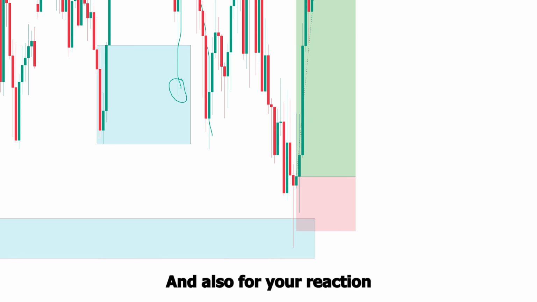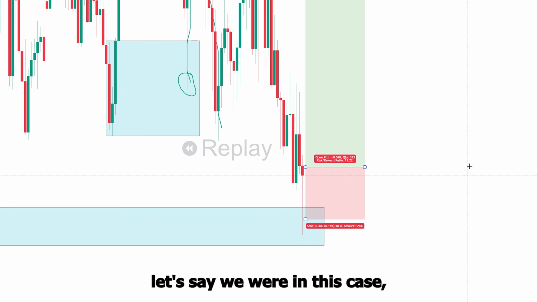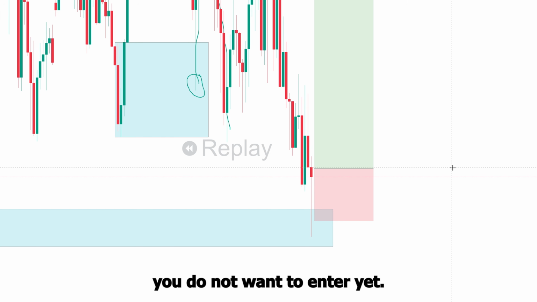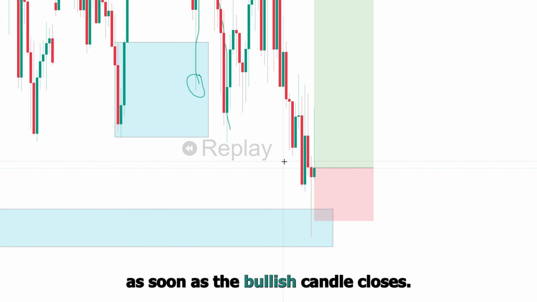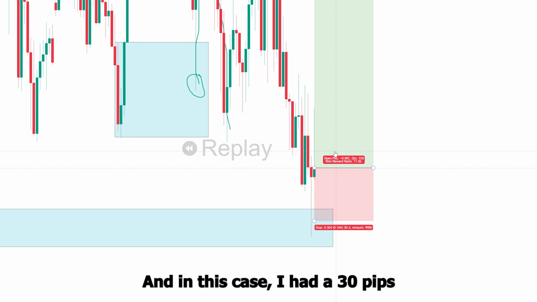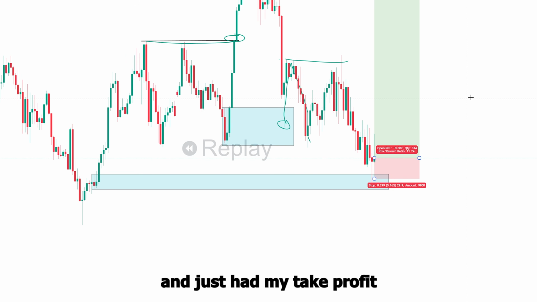And also for your reaction on the trade, you need a first candle to react from the zone. Okay, if that closes bearish, you do not want to enter the trade. So for example, let's say we were in this case, you do not want to enter yet. Okay, you need to enter after you get a bullish candle. So in this case, as you can see, we had this first bullish candle and then you enter as soon as the bullish candle closes. And in this case, I had a 30 pips max stop loss and just had my take profit at the high.